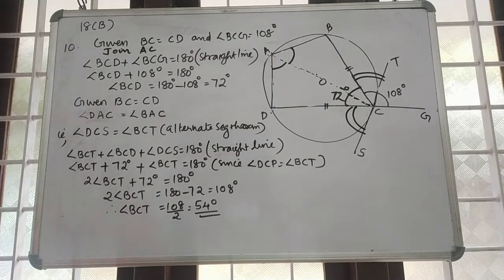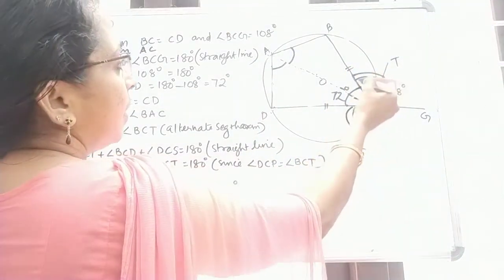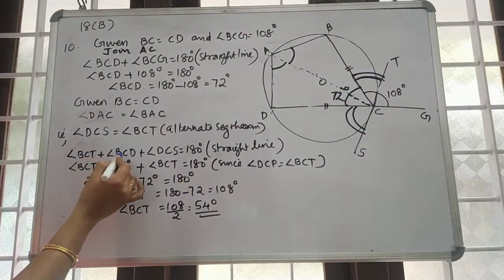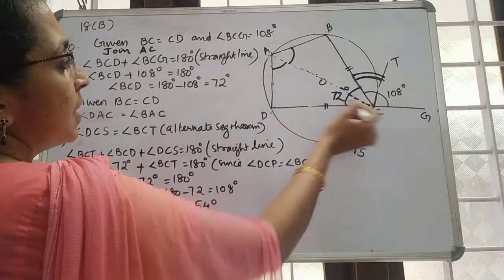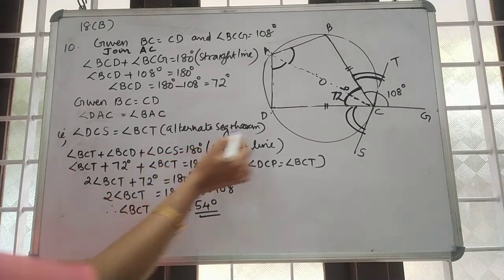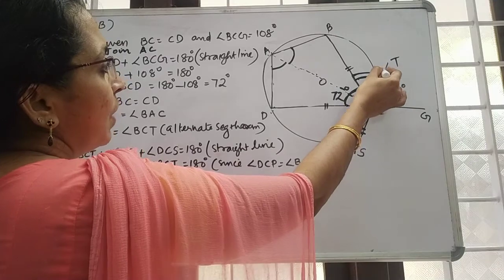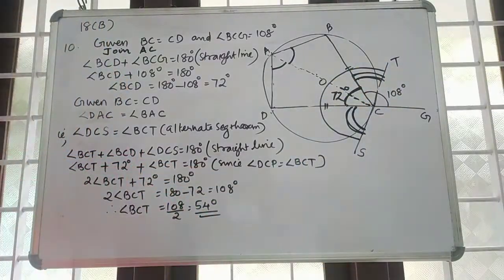TS is a straight line. The sum of angles on a straight line will be 180 degrees. So BCT plus BCD, this angle, plus DCS, this angle, that total will be what? 180 degrees, since TS is a straight line.